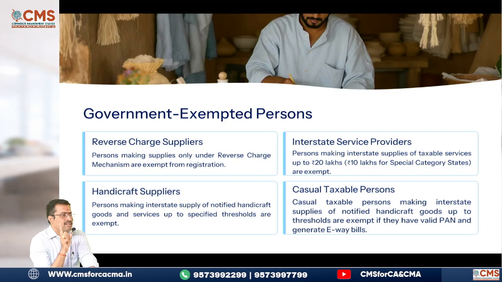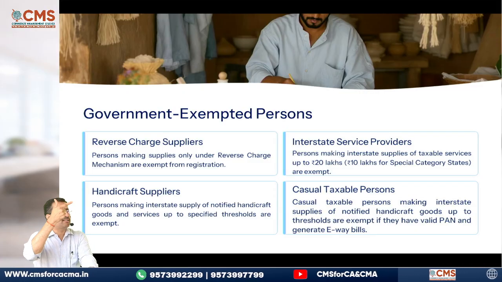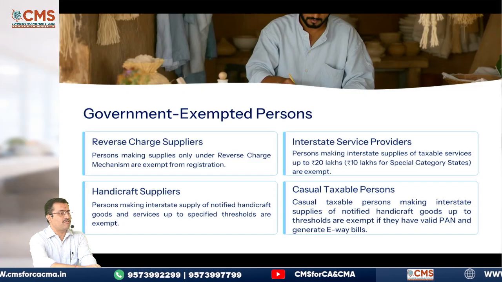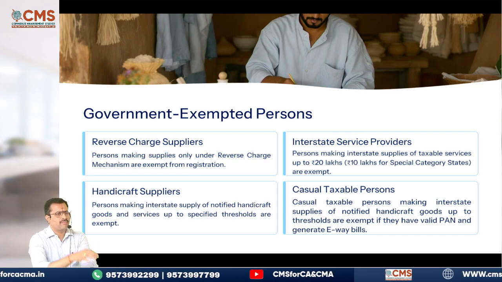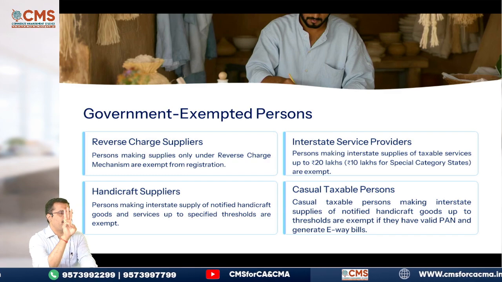So registration need not be availed by number 1, agriculturist. Second, a person who does only exempt supplies of business. Yes, nothing but who is dealing in only exempt supplies. Third, the persons who are notified by the government.